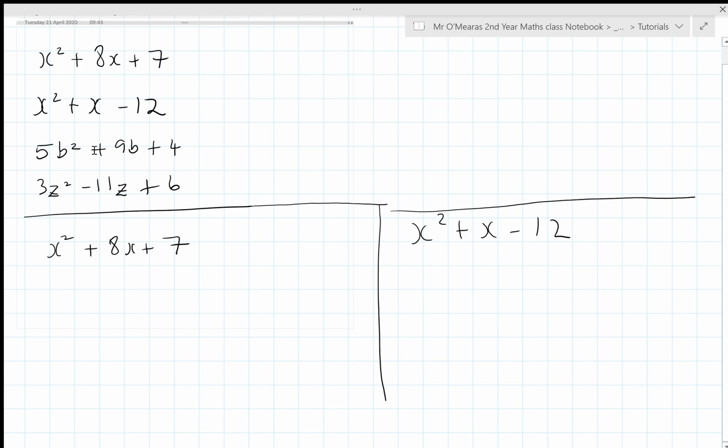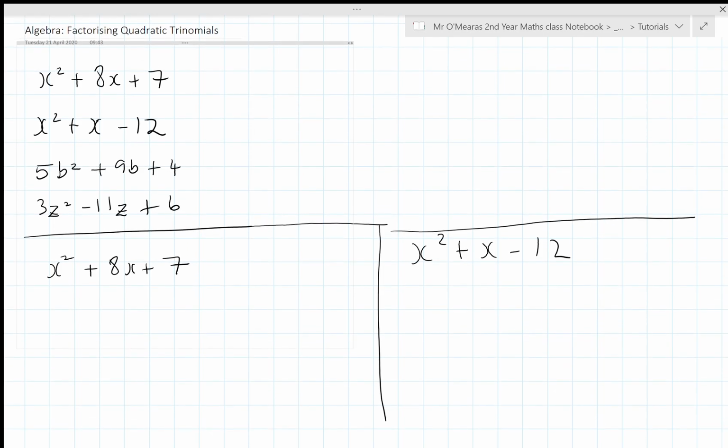Okay, we're here to look at factorising quadratic trinomials. We have 4 questions here and we're going to go through each of them. Start off with x squared plus 8x plus 7. Now the method is going to be the same with all 4, so you should see the method that you're going to use as a template from here on out.